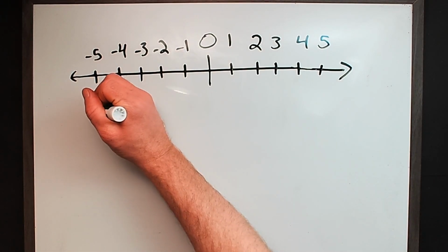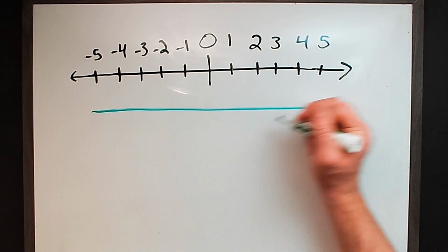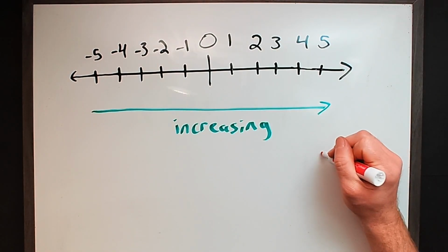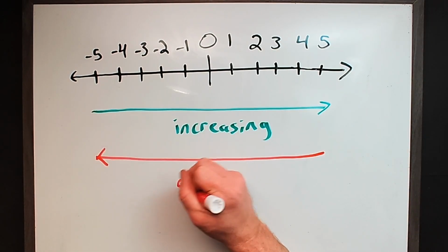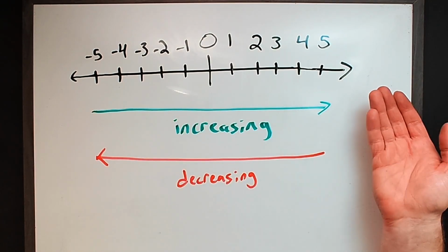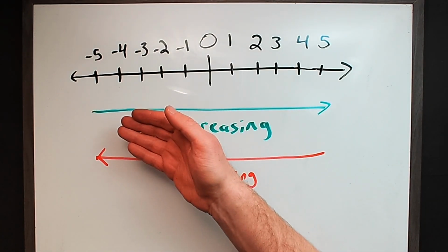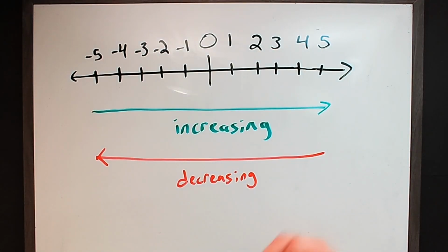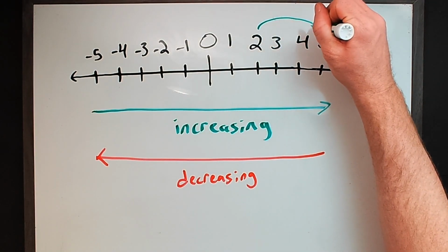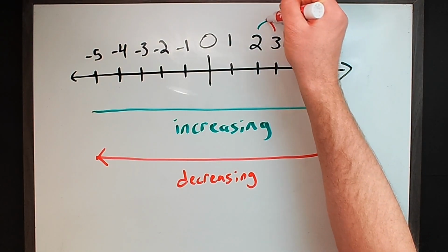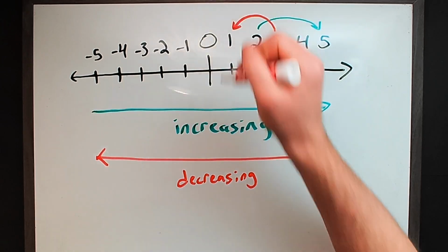When arranged this way, all the numbers as you go to the right are increasing. All the numbers as you go to the left are decreasing. As you increase, your value is greater, and as you decrease, your value is lesser. So it's easy to see that 5 is greater than 2, because you had to increase from 2 to get to 5. 5 is greater. Or 1 is less than 3, because you had to decrease from 3 to get to 1.